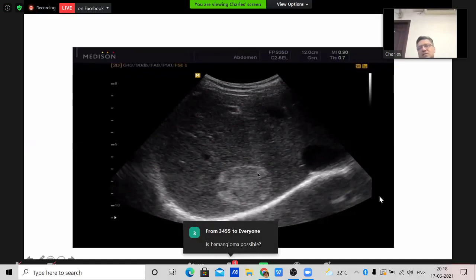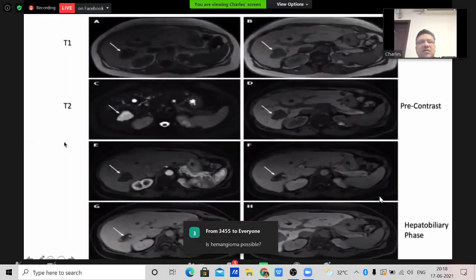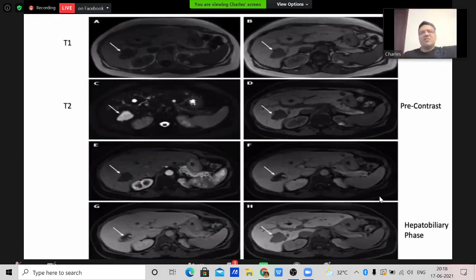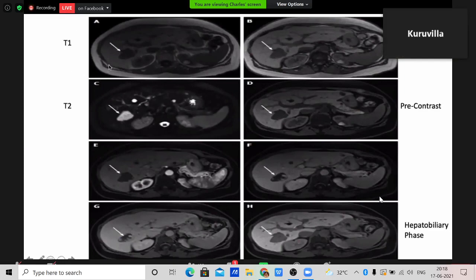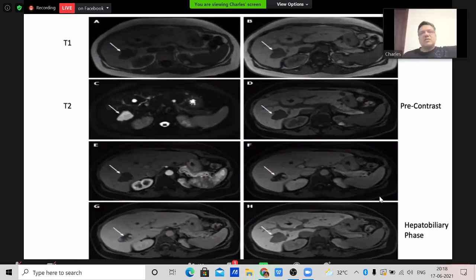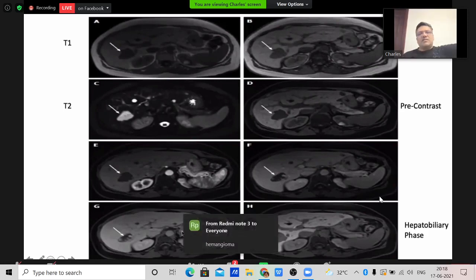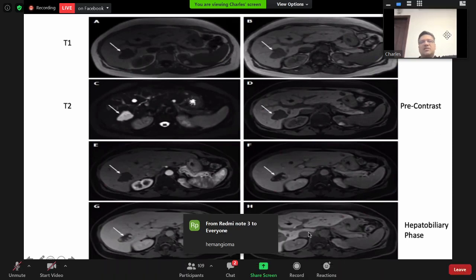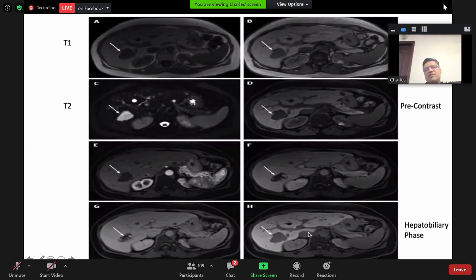And this is an MR. Purula, you want to take it, or you want me to explain? Sir, you explain. So here you see the T1, T2, and in T1 you can see the pre-contrast, the arterial, the portal venous and the venous phase. Sorry, this is arterial, this is portal, this is the venous phase, and this is the hepatobiliary phase.